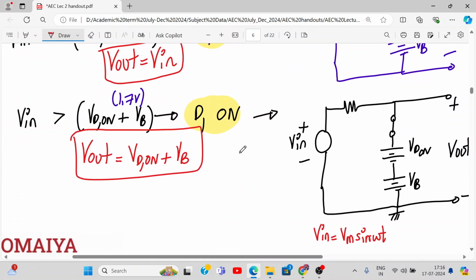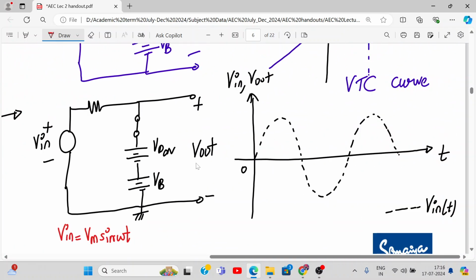First of all, I'll mark that level. VD on plus VB. So it will come on the positive side, right? Correct? So I'll mark this level. So let's say how much is that level? What is this level called as? Clipping level. So this is VD on plus VB. This is called the clipping level. So above this, V in is greater than 1.7 volt. Example. Let's say this is 1.7 volt.